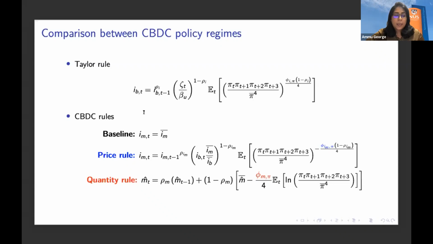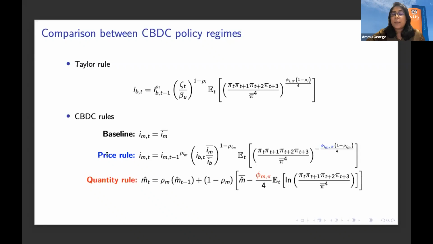Next, to make comparisons between the CBDC regimes, we have three regimes here. First is the baseline regime. So here the CBDC interest rate is fixed at the steady state. This is very similar to the current framework of cash, because cash gives a fixed interest rate of zero. So if this IM bar is zero, this regime is somewhat similar to the current context of cash. And if the CBDC interest rate is adjustable, the central bank can either switch between a price rule or a quantity rule.